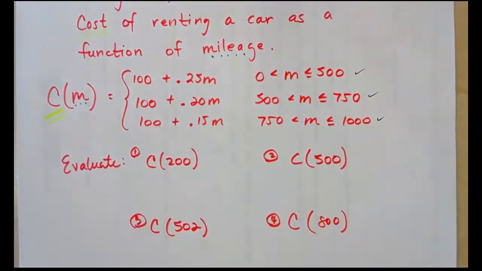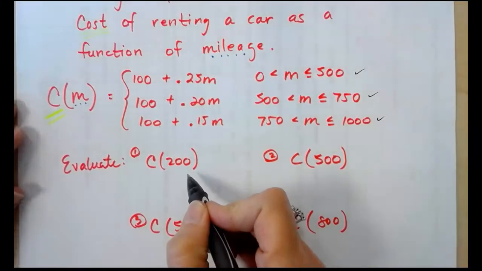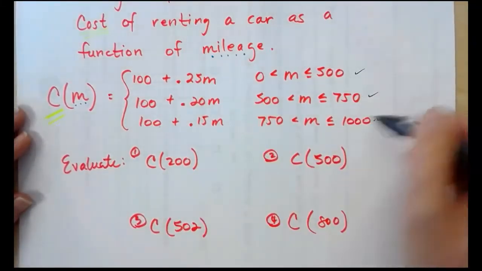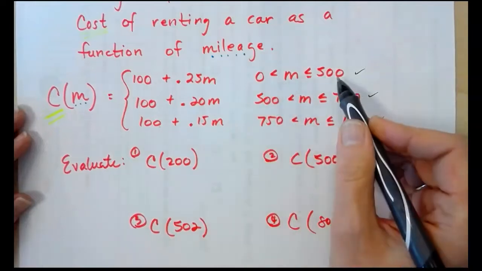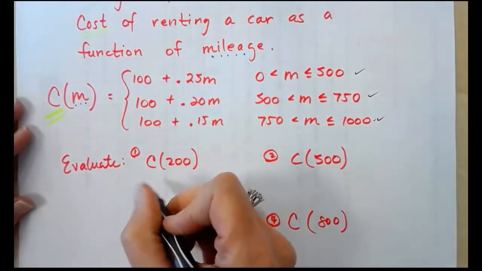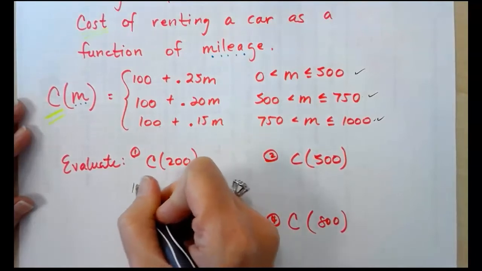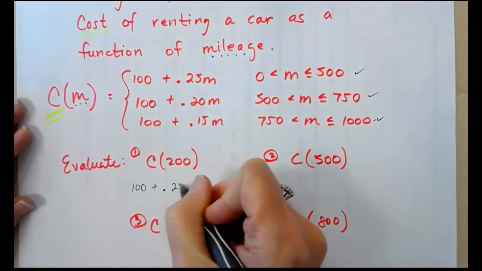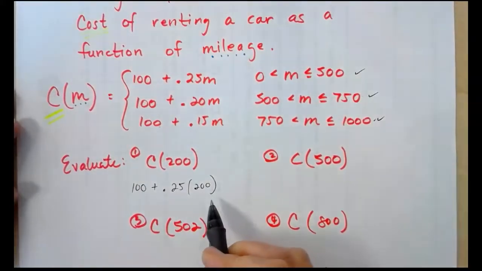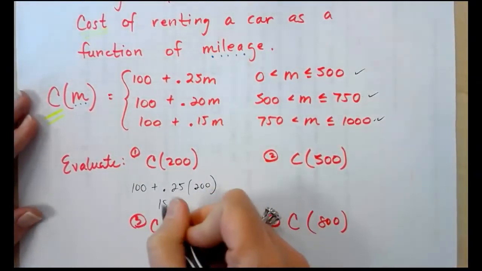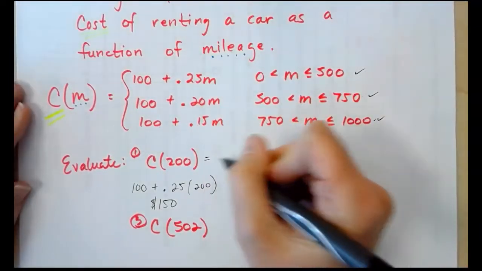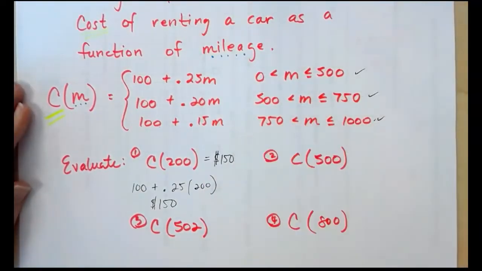We're just evaluating here. So if we want C of 200, you just have to see, okay, which slice of the domain does 200 live in? It lives in this first slice. So this is why we use the first function in the piecewise function. So C of 200 is 100 plus 0.25 times 200. Of course, 25% of 200 is 50. 100 plus 50 is $150. So the cost of renting the car and driving it 200 miles is $150.